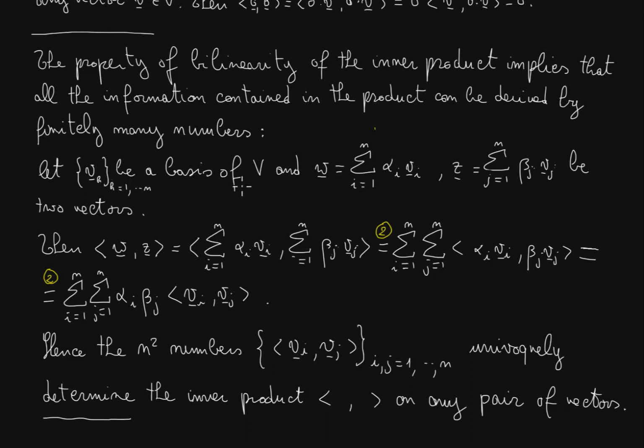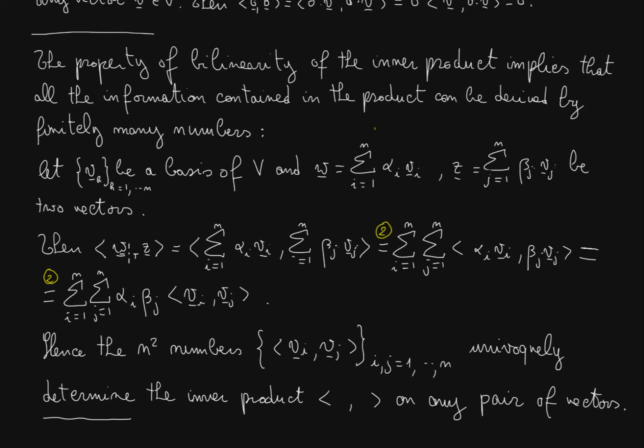Fix a basis of V and call it v_h, for h that goes from 1 to n, and w and z two vectors of V. Therefore, they can be expressed uniquely with a linear combination of the basis vectors v_i, summation for i that goes from 1 to n of alpha_i times v_i, and this expresses w, and the same for z. We have a unique linear combination of the vectors v_j with coefficients beta_j.